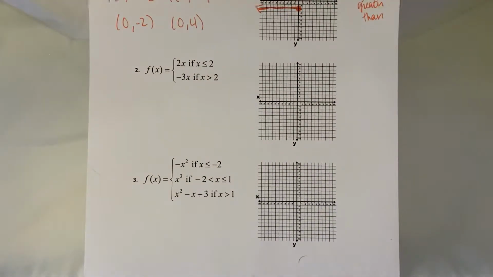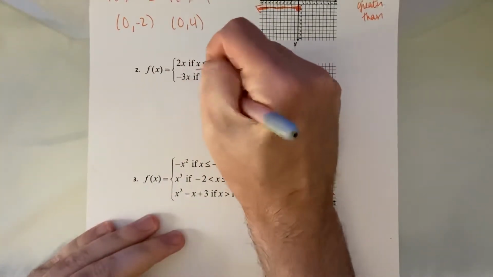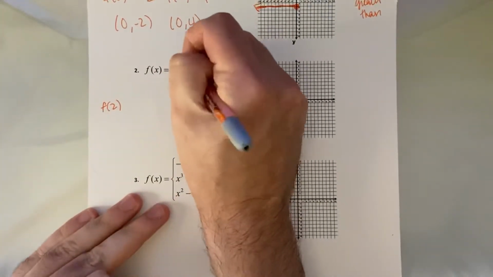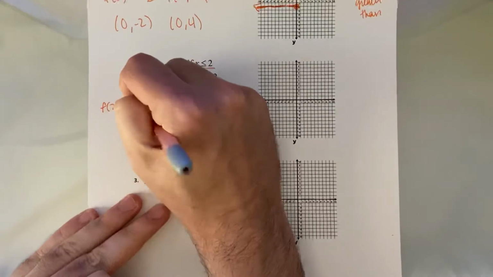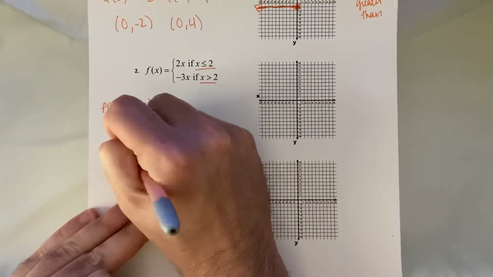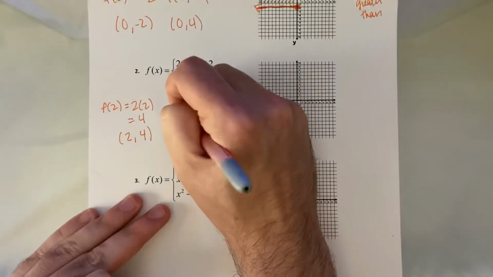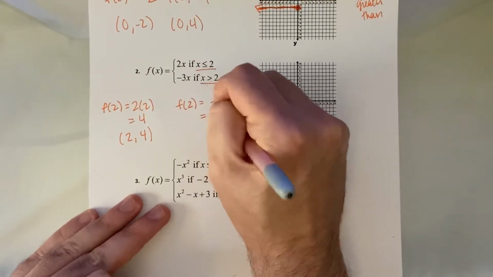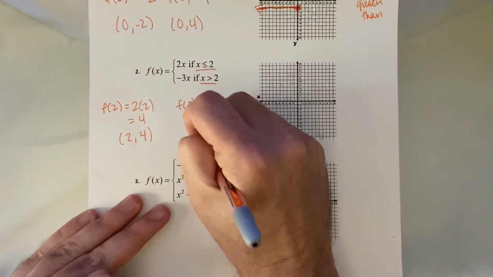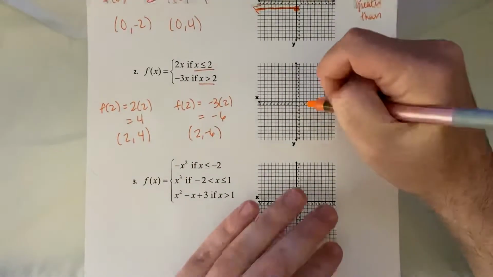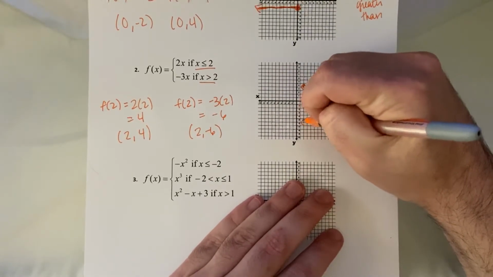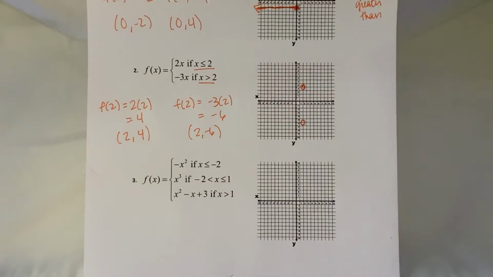f of x equals 2x if x is less than or equal to 2, or -3x if x is greater than 2. So again, start with your boundary points. f of 2 into the first function: 2 times 2, which is 4, so we have the point 2, 4. Now into the second function, -3x, -3 times 2, it's -6. So you have the point 2, -6. So I'll plot 2, 4 with an open circle, 2, -6, open circle.